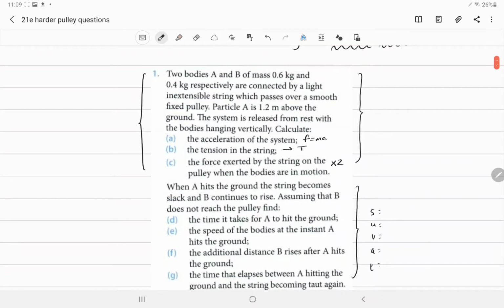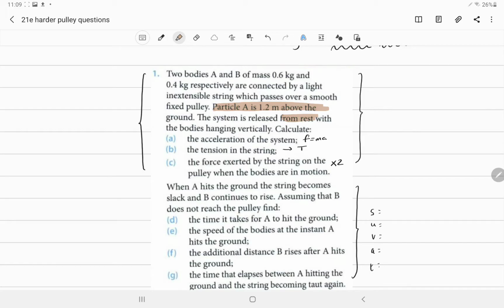So let's have a quick read through the question. Two bodies A and B of mass 0.6 and 0.4 are connected by a light inextensible string which passes over a smooth fixed pulley. Particle A is 1.2 meters above the ground. That's a bit of new information that we wouldn't have got in the last exercise. So particle A is 1.2 meters above the ground. The system is released from rest, and that's important. The system is released from rest with the bodies hanging vertically.